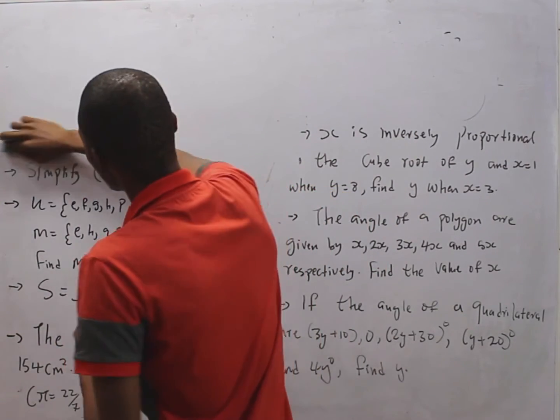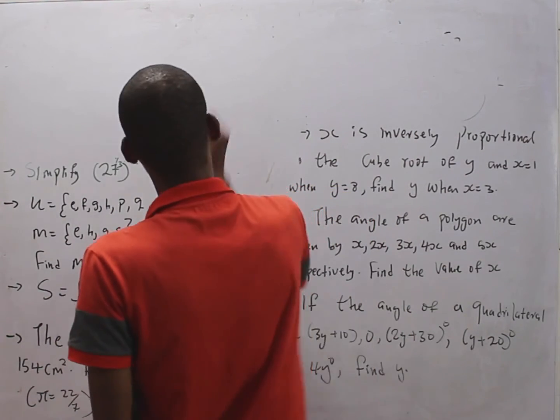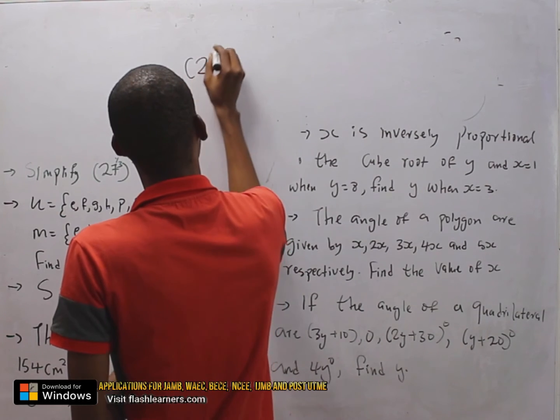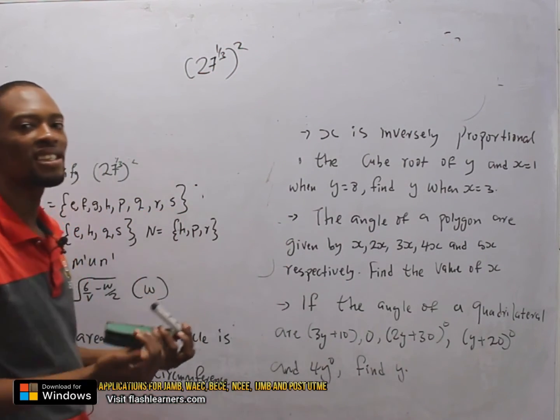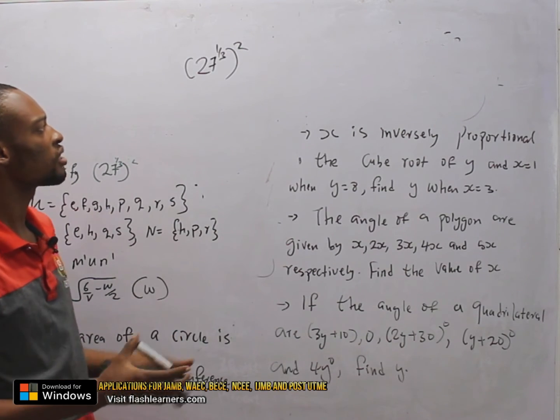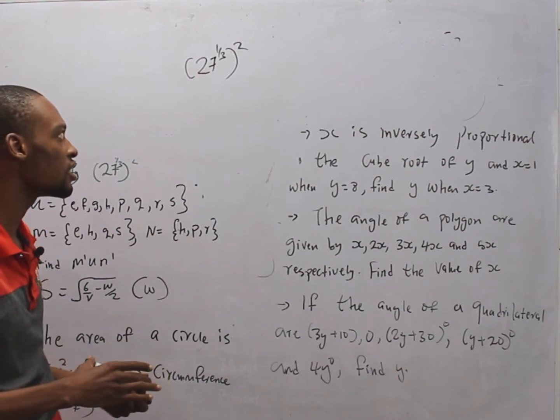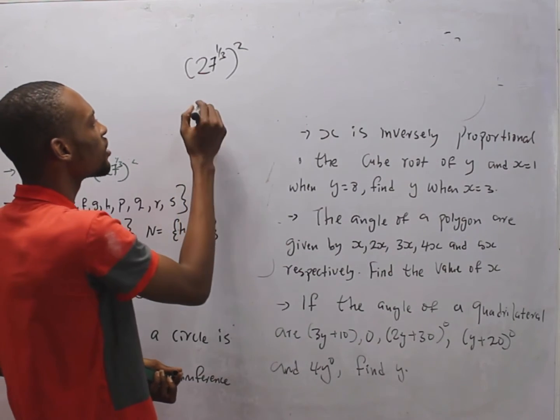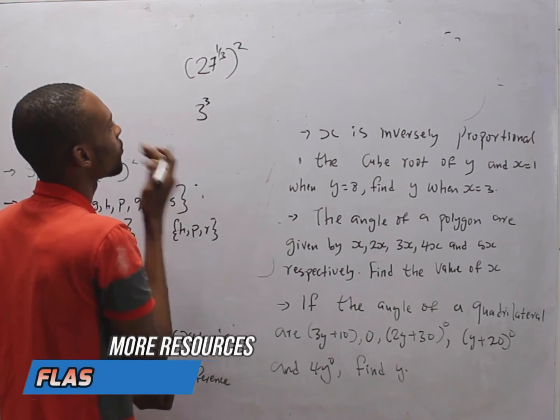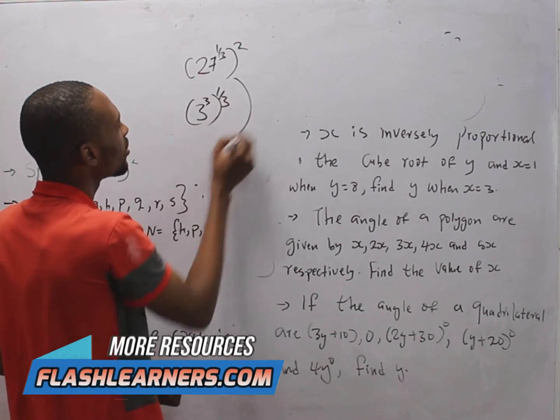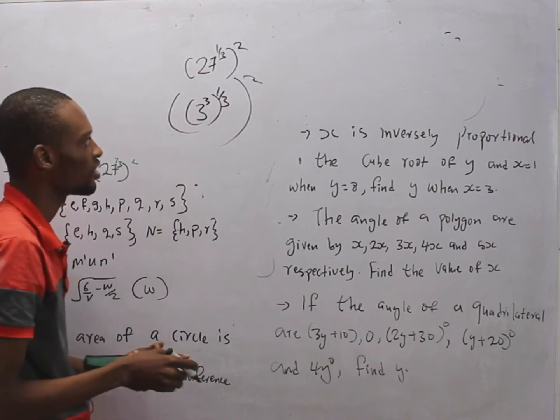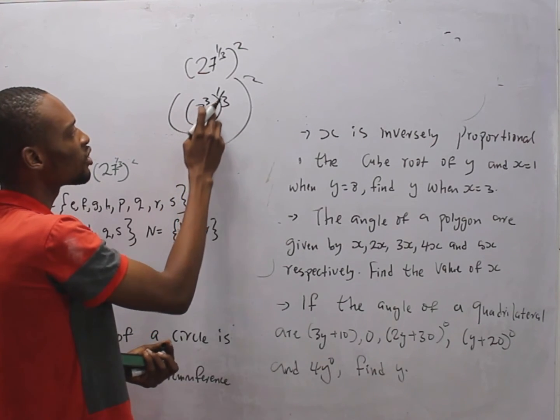And the next question says, simplify. So we are given 27 raised to the power 1 over 3, all squared. This is an indices question. To simplify this, or to solve the indices, we know that 27 is the same thing as 3 cubed. Meaning we have 3 raised to the power of 3, raised to the power 1 over 3, raised to the power of 2.